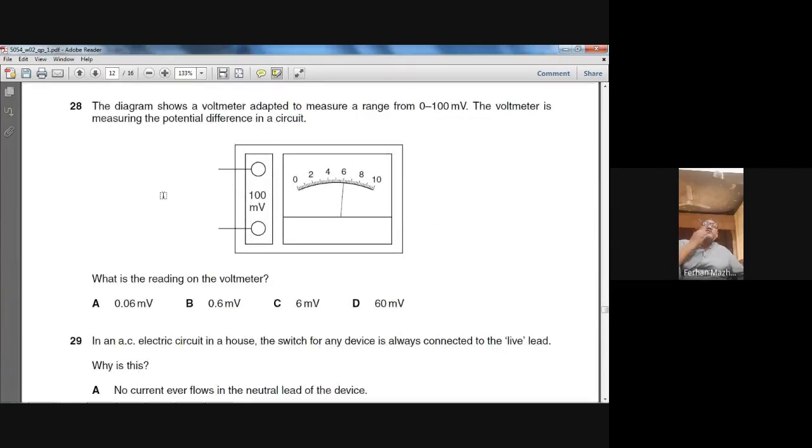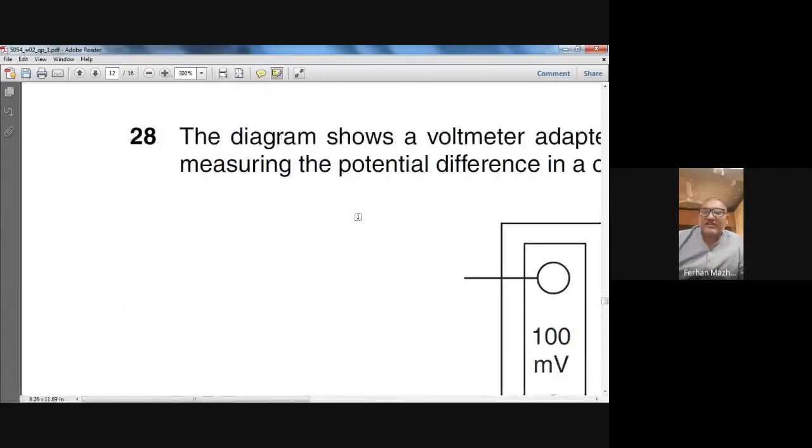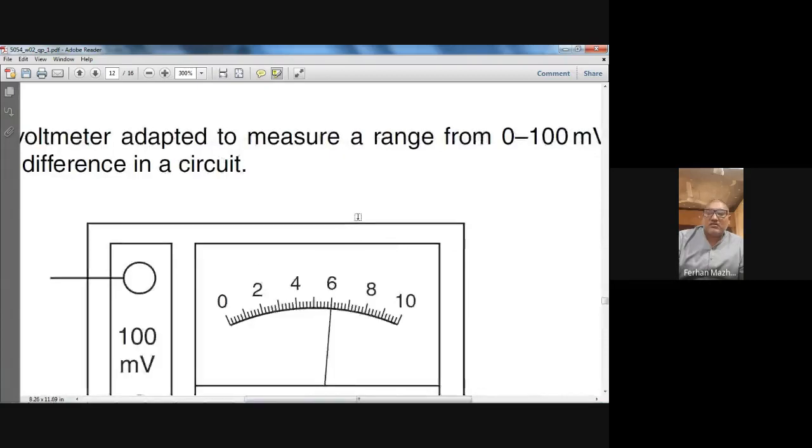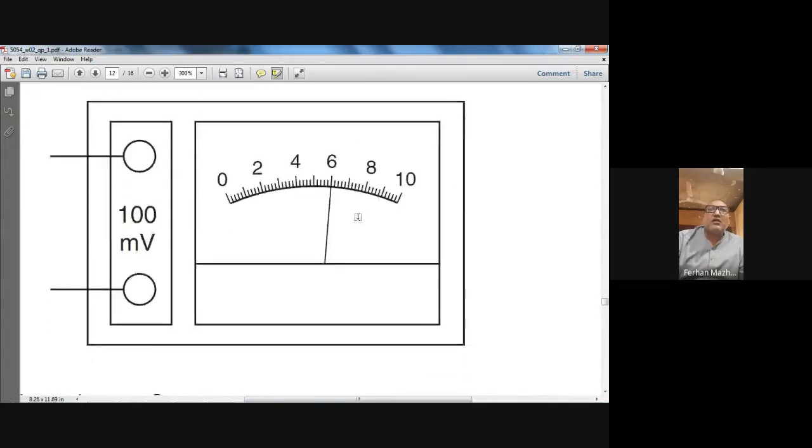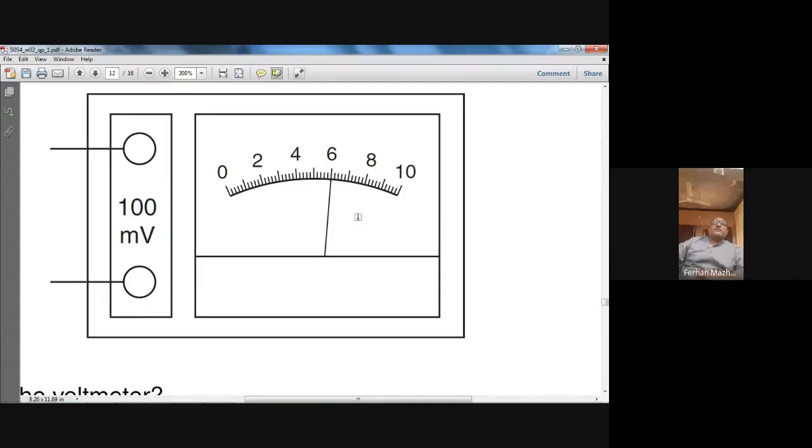Okay, the diagram shows a voltmeter adapted to measure a range from 0 to 100 millivolt. The voltmeter is measuring the potential difference in a circuit. What is the reading on the voltmeter? Let me increase the size so you can also see it clearly. Okay. So what's the reading? It's, I think, 6 millivolt. This reading is not 6.